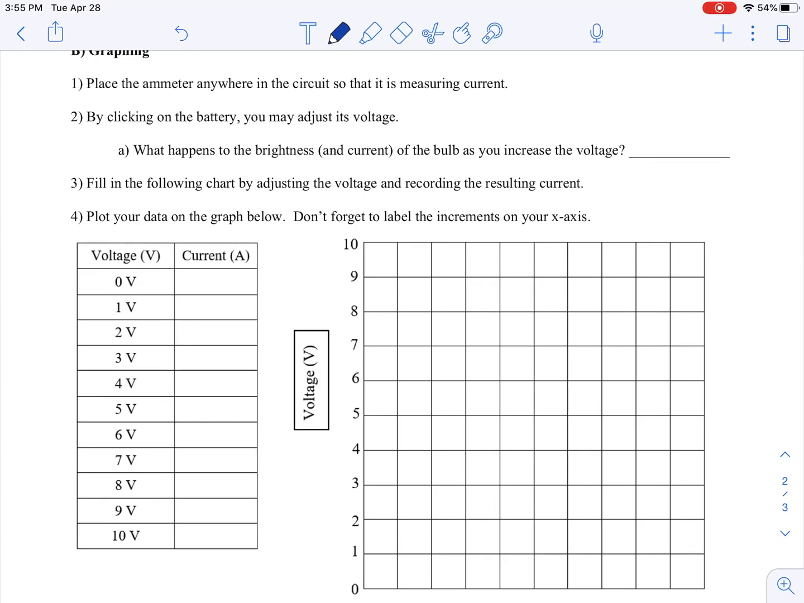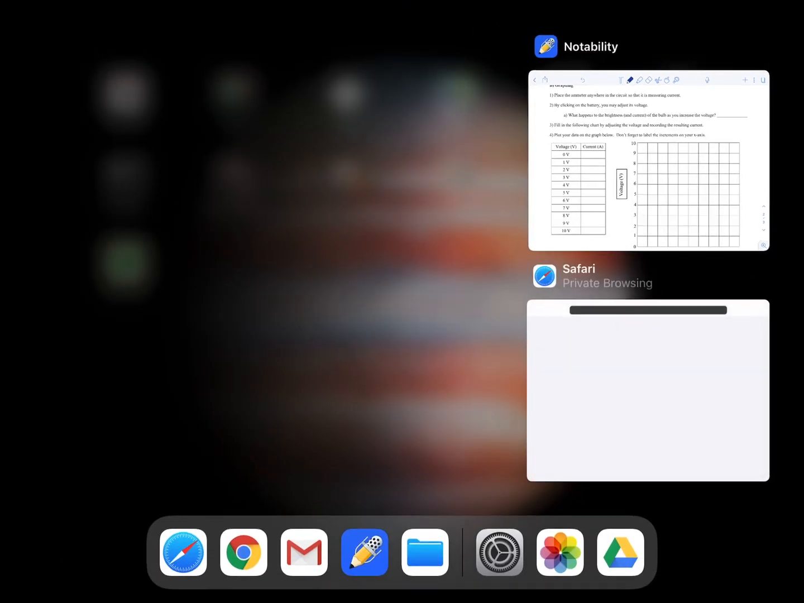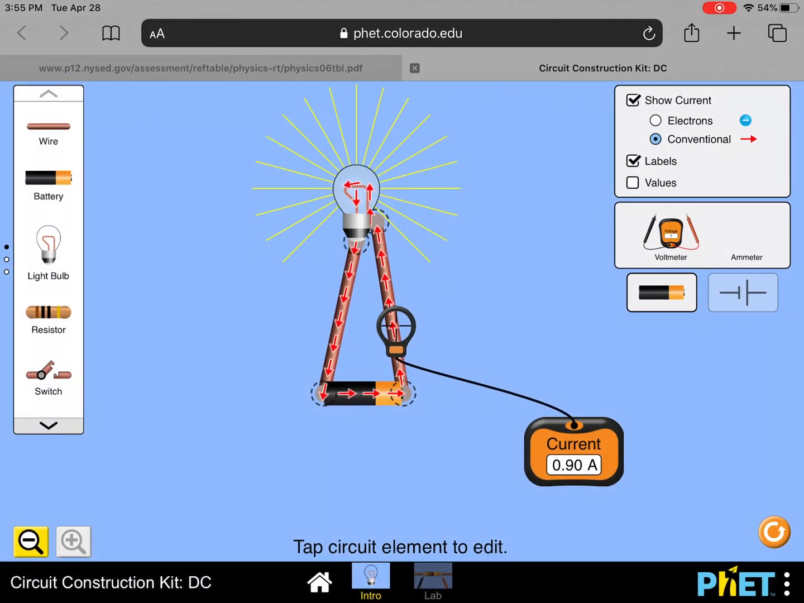By clicking on the battery, you may adjust the voltage. What happens to the brightness and the current of the bulb as you increase the voltage? I think you should know this. If I increase, so let's put this here. If I increase the voltage, what do you think is going to happen to the bulb?